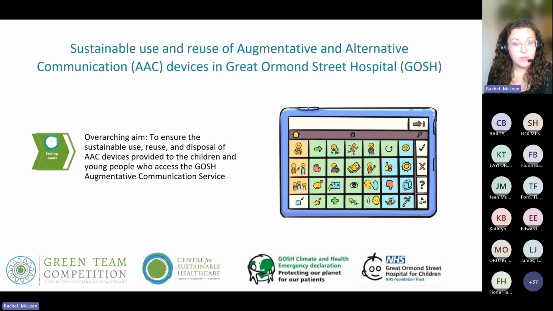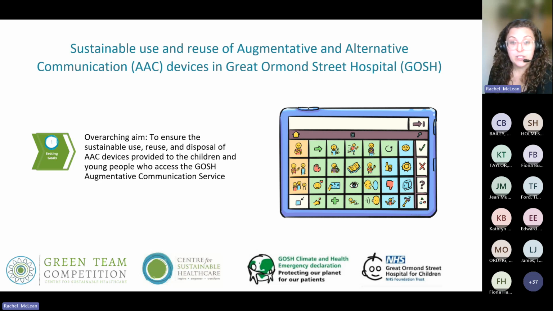So some background for some of you who might not have heard of AAC before. So alternative and augmentative communication, or AAC, refers to methods and tools that are used to support communication. So that's for individuals, in this case children and young people, who have difficulty speaking and or understanding language. And so it covers a wide range of techniques. It can include gestures, sign language, picture-based communication boards, and also computer-based high-tech systems.